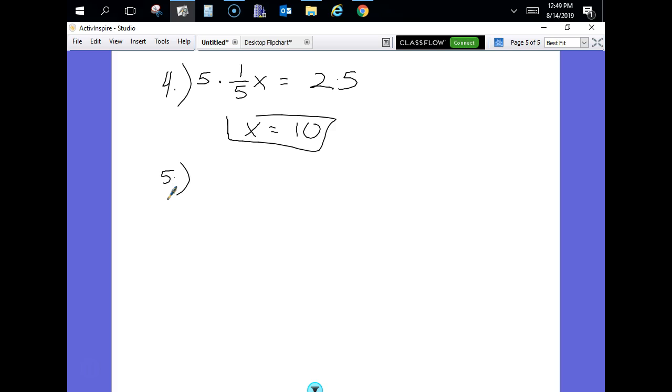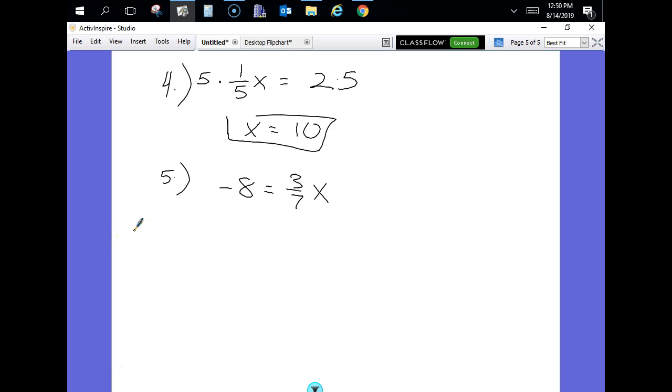Number 5. Kayla. What was number 5, Kayla? Where are you? There you are. Do you remember the equation? No? Okay. Natalie. What was the equation? Negative 8 equals 3 over 7x. Cool. What did you do here?